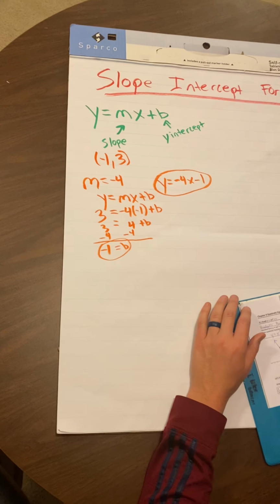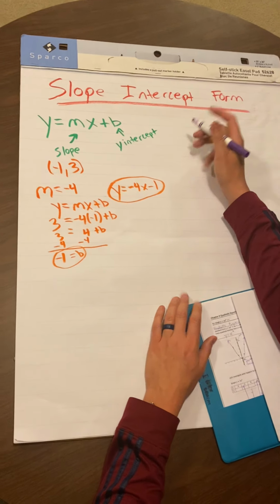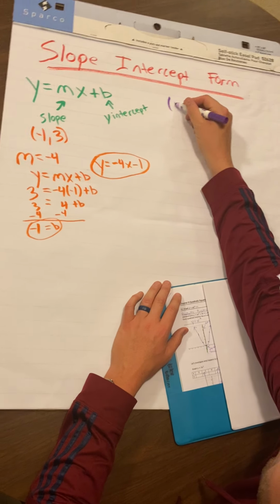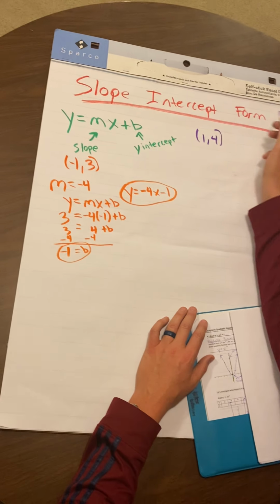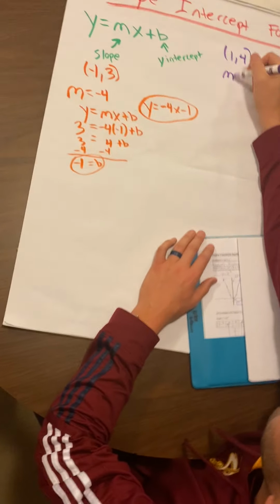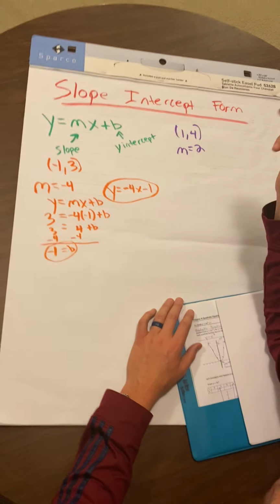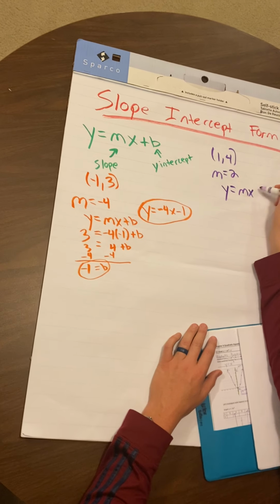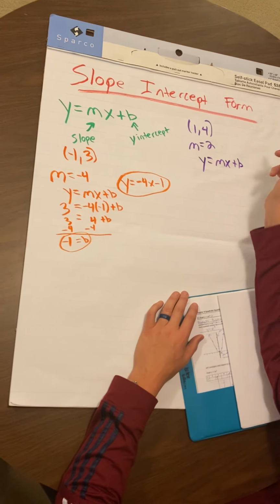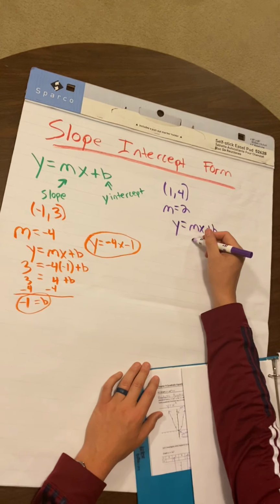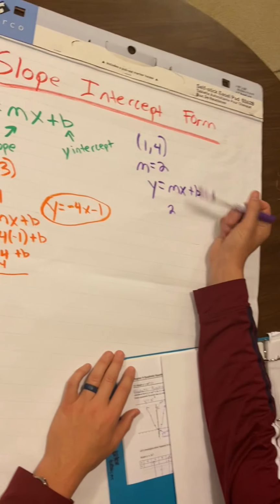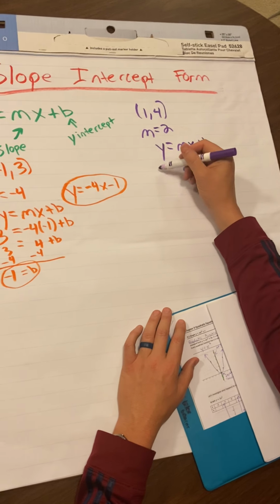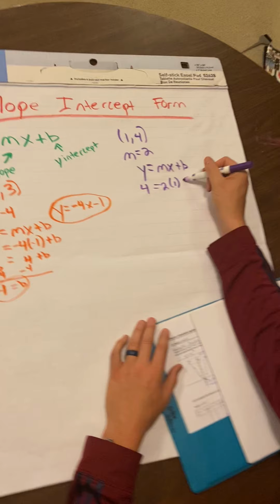So let's try another one like that. Let's say, and this might come out to a decimal because I'm just making it up, a point we were given was (1, 4), and our slope will say equals 2. So when we do this on our own, we rewrite y equals mx plus b, and then we substitute our slope in, 2. Our x was 1, and our y was 4. 4 equals 2 times 1 plus b.